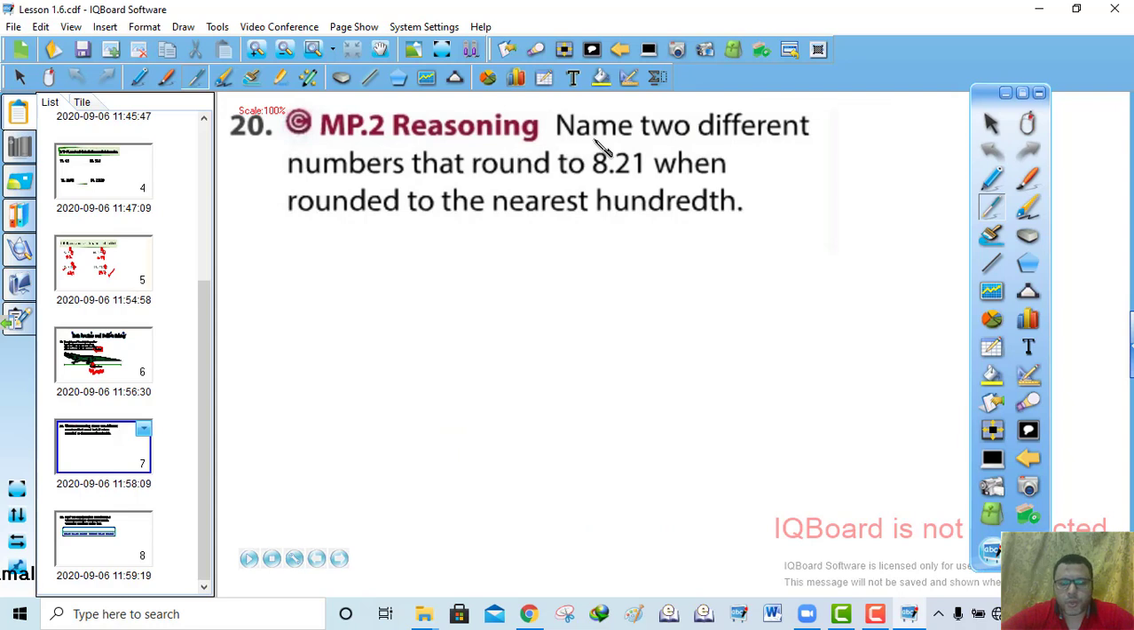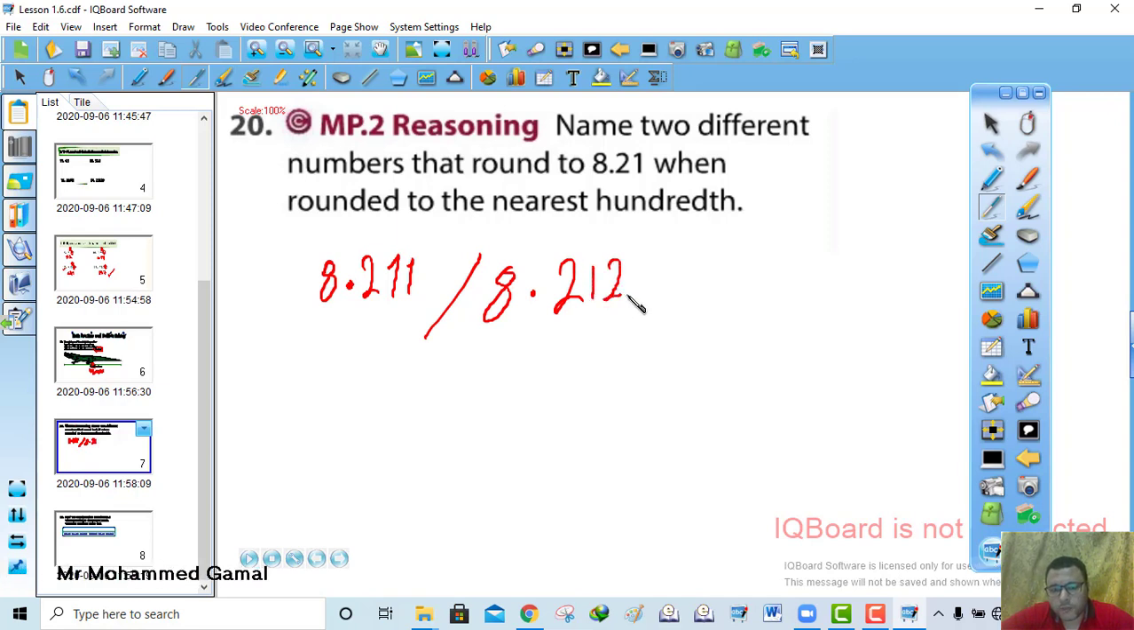Next question, question number 20. Name 2 different numbers that round to 8 and 21 hundredths when you round to the nearest hundredths. Actually, we have many, but we can mention, for example, 8.2011. If you round it, it's going to be 8.21 because this one is weak. Also, we can say 8.2012, because 2 is still weak. He needs only 2, so that's enough.